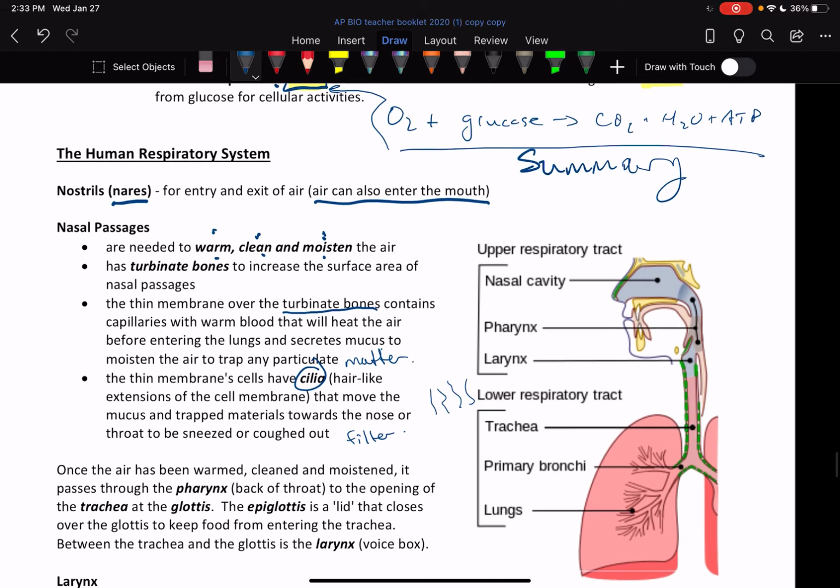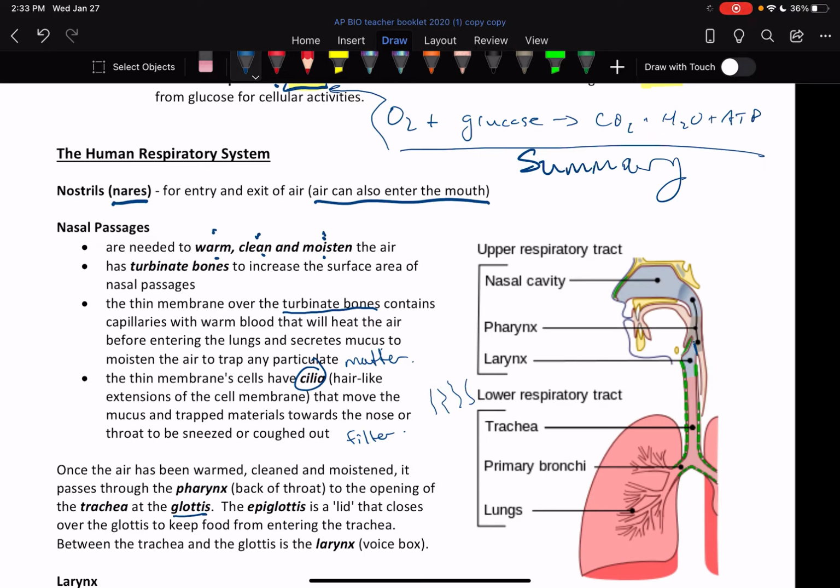Once the air has been warmed, cleaned, and moistened, it passes through the pharynx, which is like our throat, really. It's the back of the throat, okay? And the air wants to go into the trachea, and we call that opening the glottis. And the epiglottis is a little flap of skin, or a lid, that closes over this glottis. And the idea is to prevent food from entering the trachea.